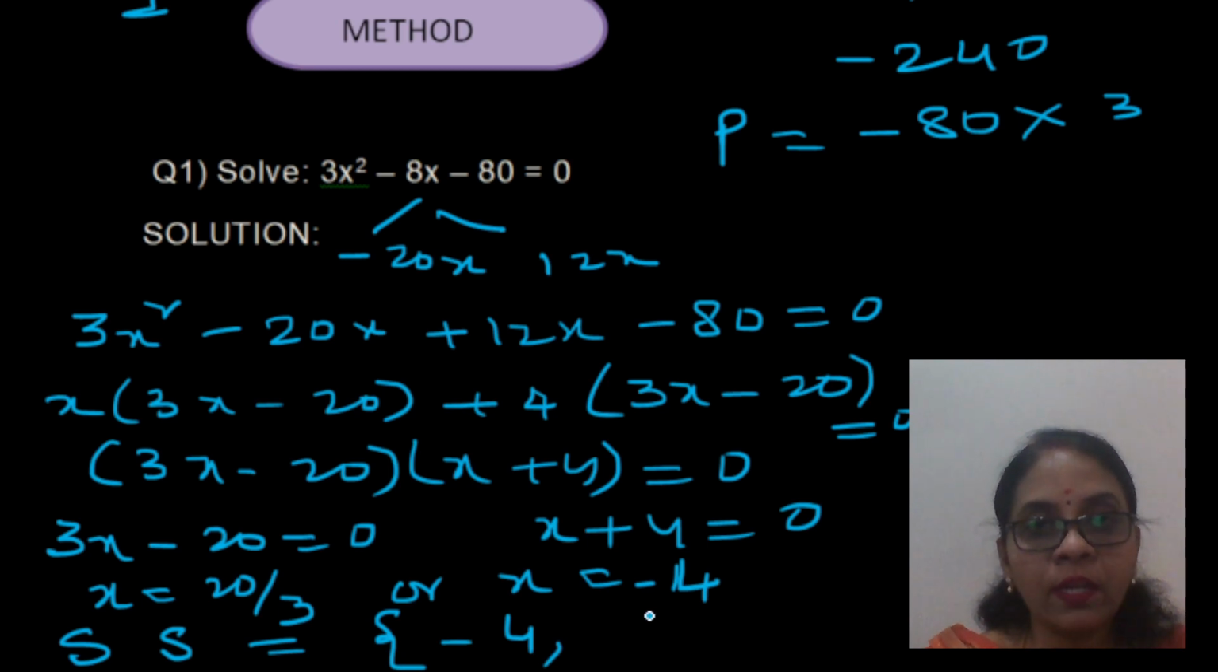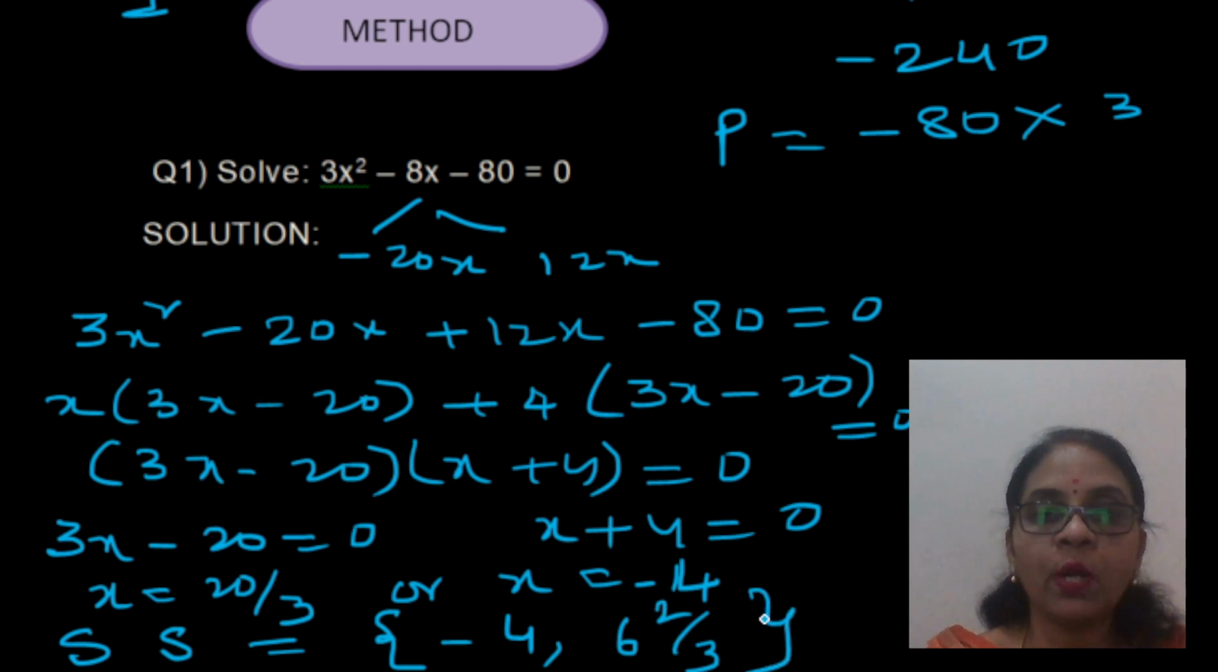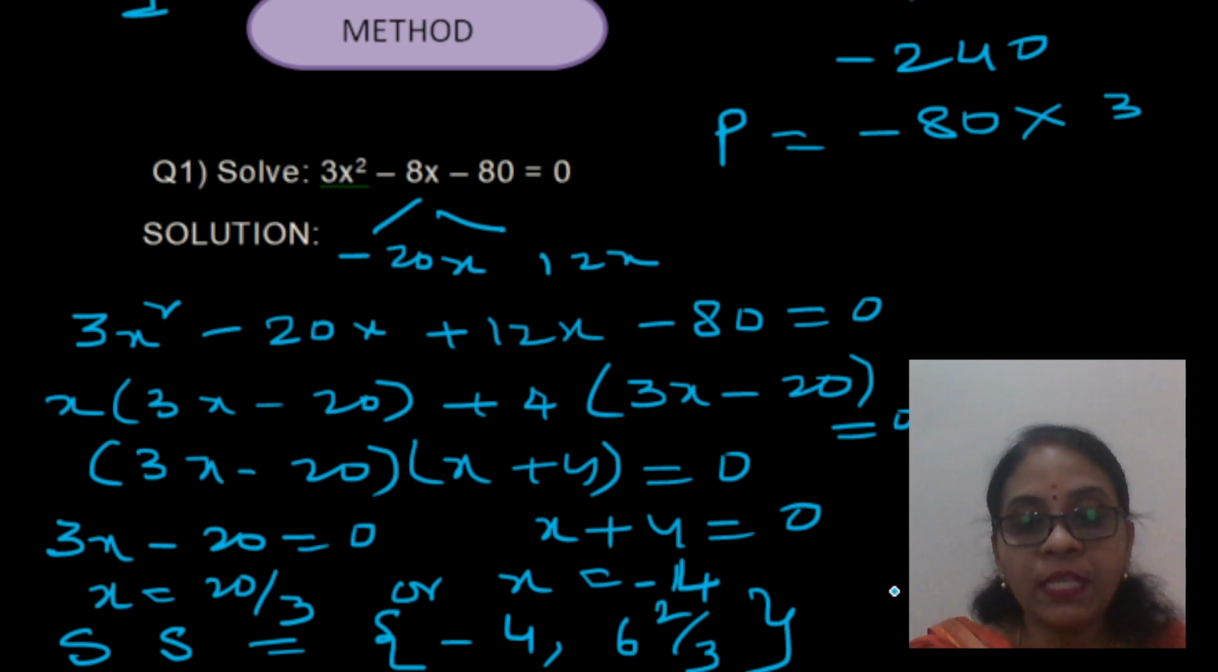How do you write 20 by 3 as a mixed fraction? 6 2 by 3. It's enough if you write an improper fraction as a mixed fraction. So this is your final answer for this. Or you can also leave it as 20 by 3, but I suggest always leaving it as a mixed fraction if it is an improper fraction. Proper fraction, no worries at all.